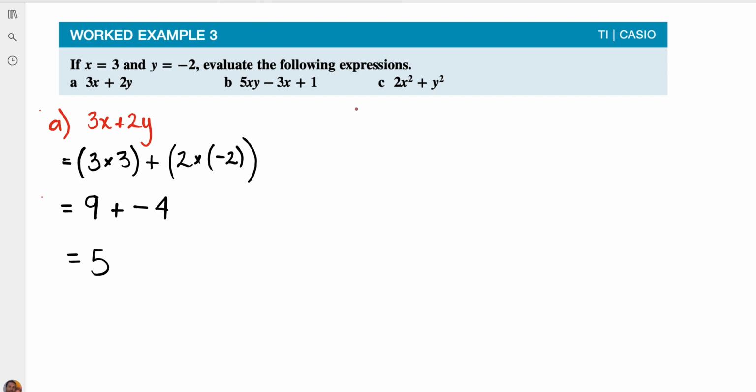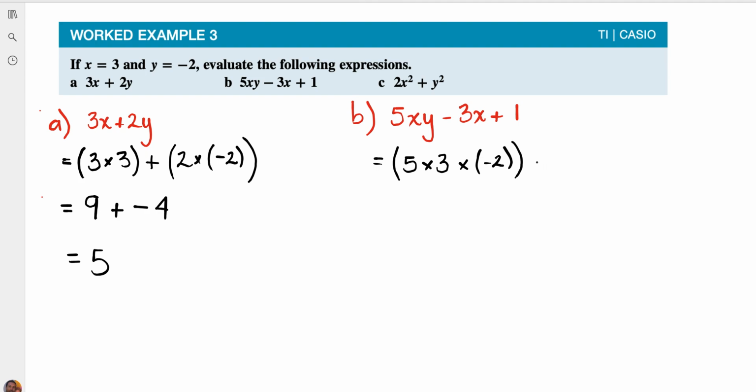Wonderful, let's do B. So 5xy, take away 3x plus 1. So in the first one I have 5 times, what is x? 3 times -2, that's y. Take away 3 times, what is x? 3 plus 1. Wonderful. So in the first bracket, what do I have?